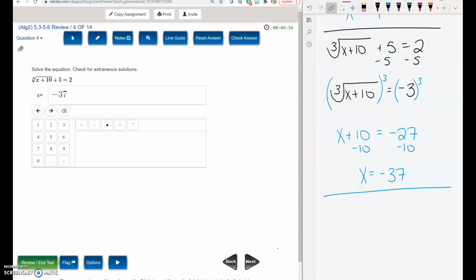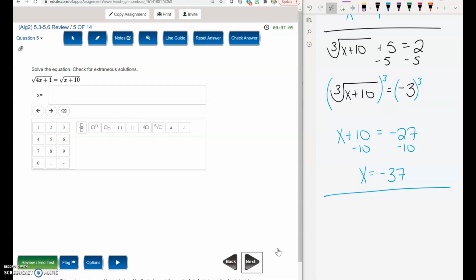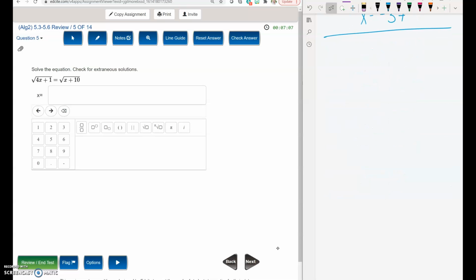On this next one, if it was a square root or a fourth root, that leads to suspicion. I would check that solution. But so far, we haven't had anything suspicious that would indicate we need to check our solutions.